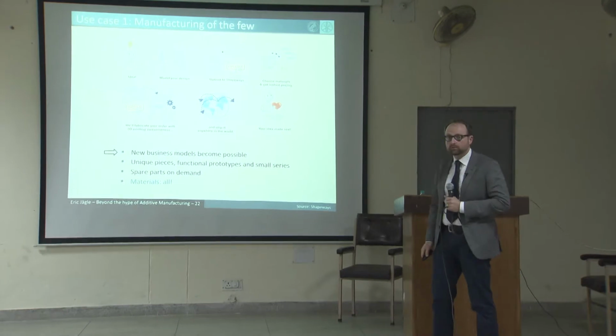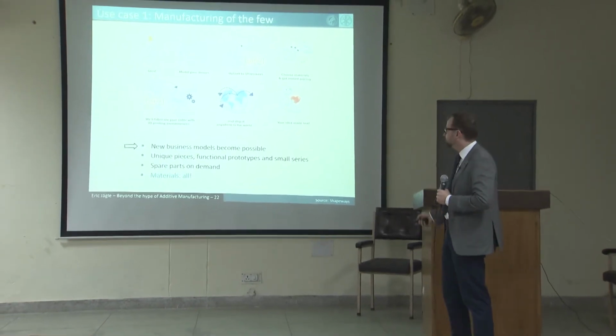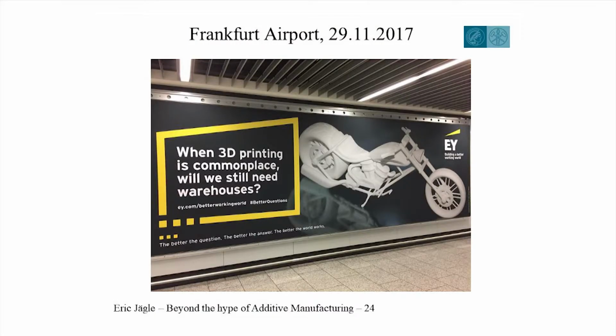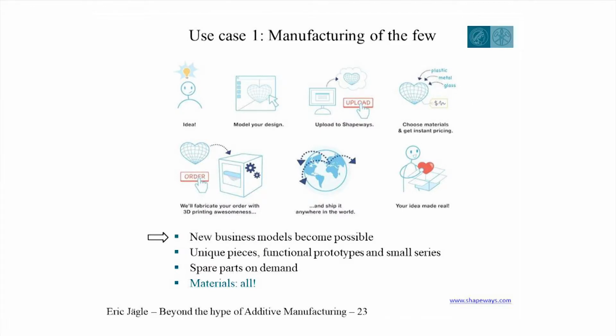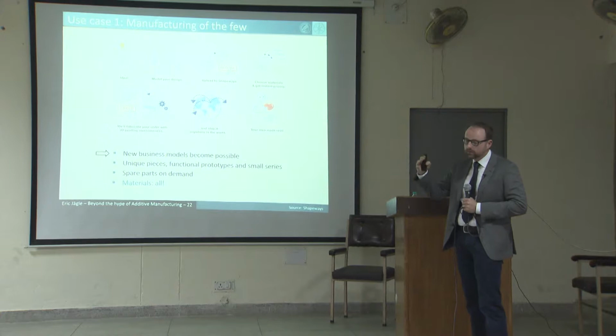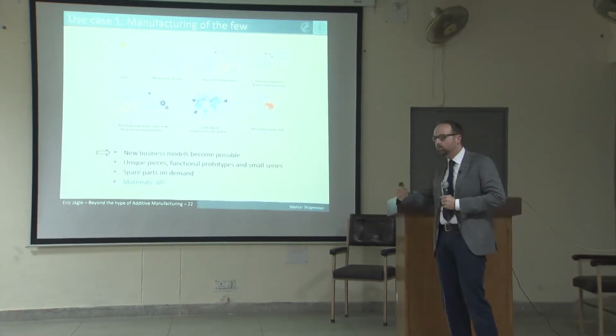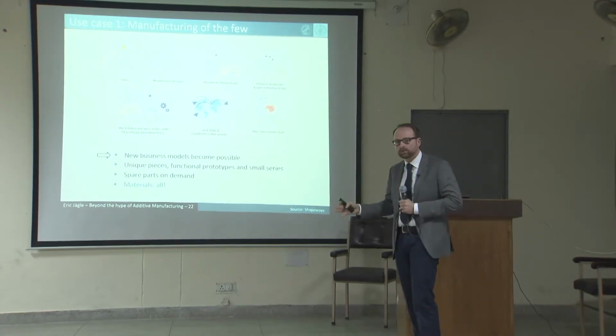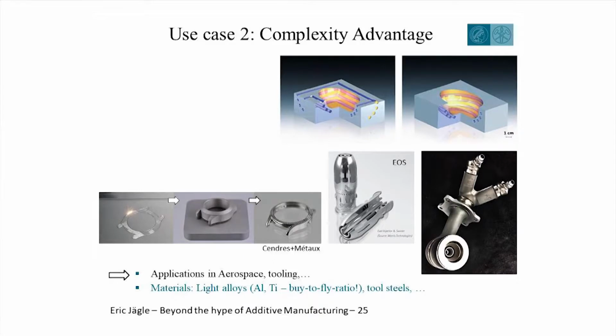What for industry is very, very interesting as well, apparently, is to make spare parts on demand. At the airport in Frankfurt, just before I was boarding my plane to Delhi, I saw this advertisement: When 3D printing is commonplace, will we still need warehouses? Yeah? So this is exactly what I've been talking about with the spare parts on demand. Yeah? You don't keep the spare part somewhere. Whenever you need it, you make a one-off piece. And the ultimate one-off piece are already prototypes. Yeah? So this technology in prototyping is also absolutely state-of-the-art, obviously. Okay. Next use case, when you exploit the complexity for free.